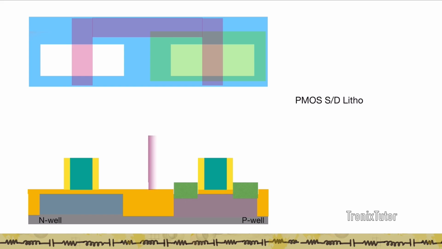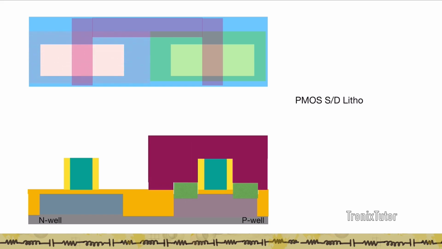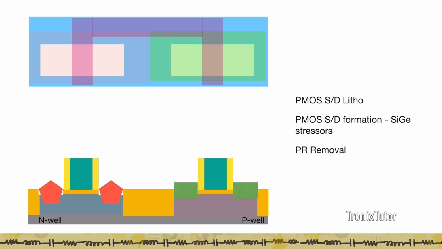Now we'll protect the NMOS, and we replace the source drain regions in the PMOS with strained silicon germanium. What this does is provide compressive strain on the silicon, which allows us to create transistors with high hole mobility. Once the silicon germanium stressors are created in the PMOS, we then remove the photoresist from the NMOS.